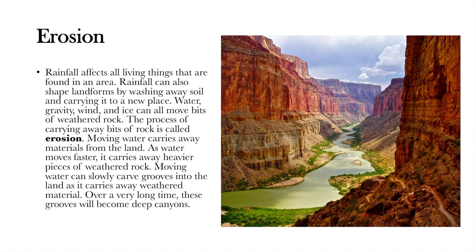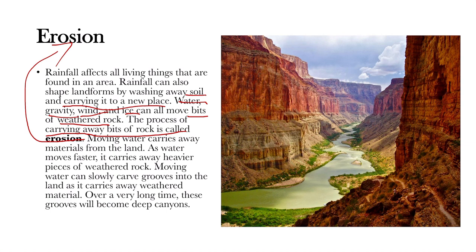Let's start with erosion. Now, rainfall affects all living things that are found in an area. Rainfall also shapes landforms. Wow! By washing away soil and carrying it to new places. Water, wind, ice, and gravity all move bits of weathered rock. And the process of carrying away these bits is called erosion.